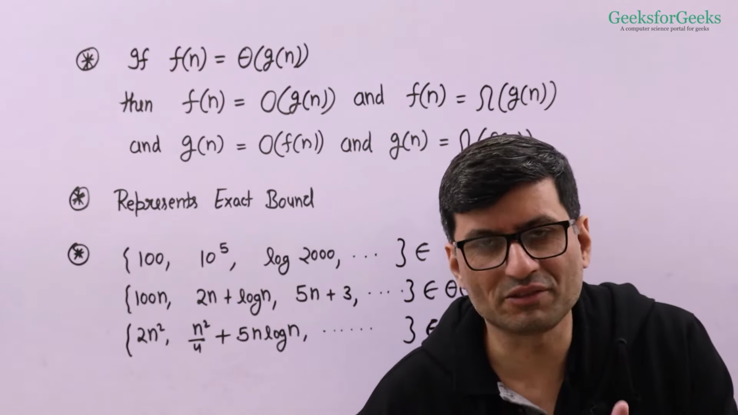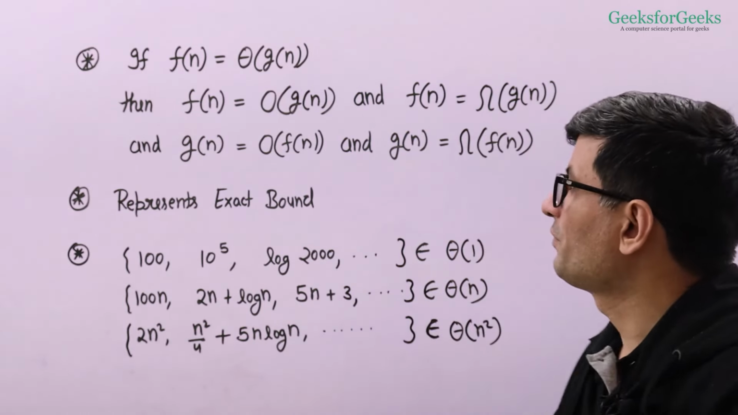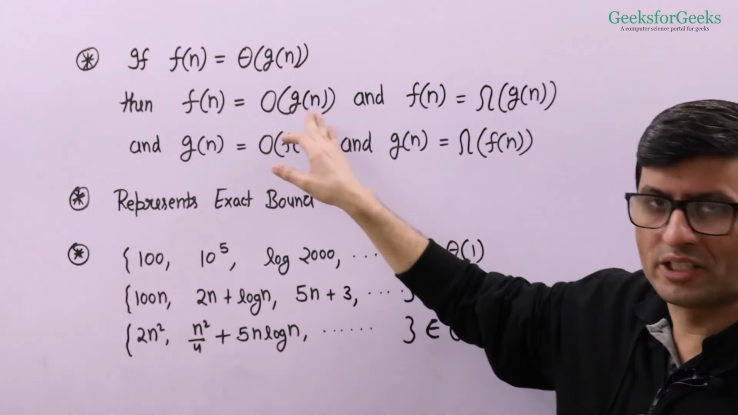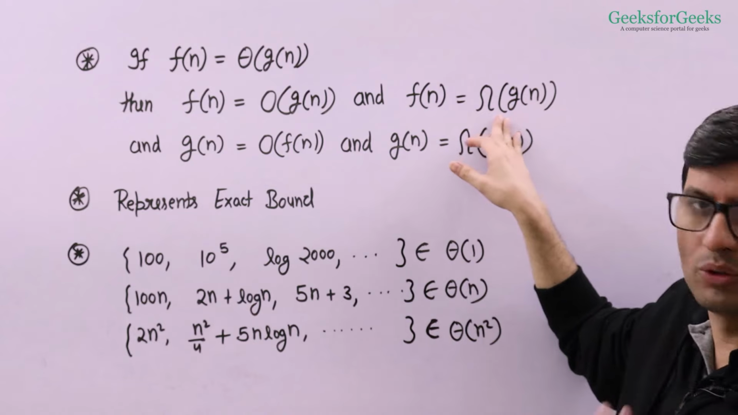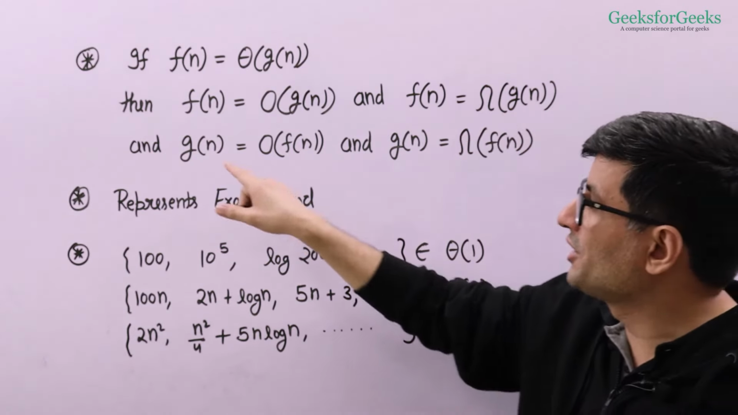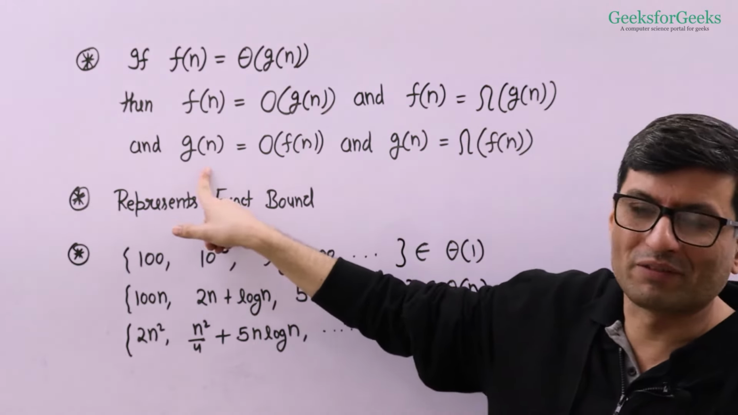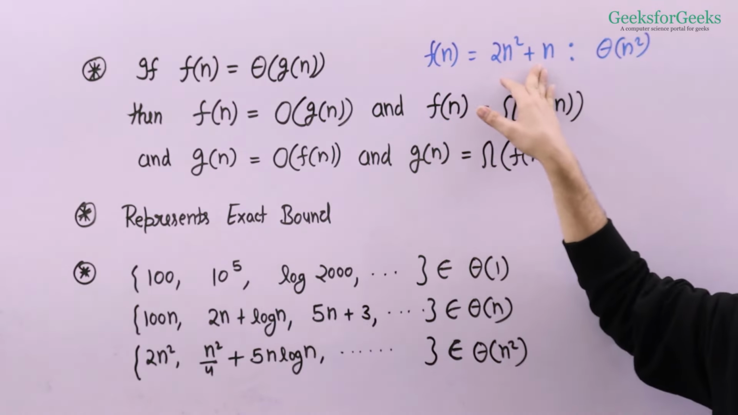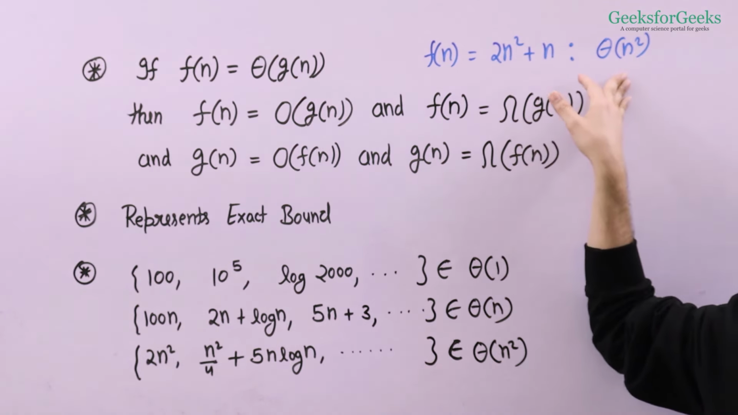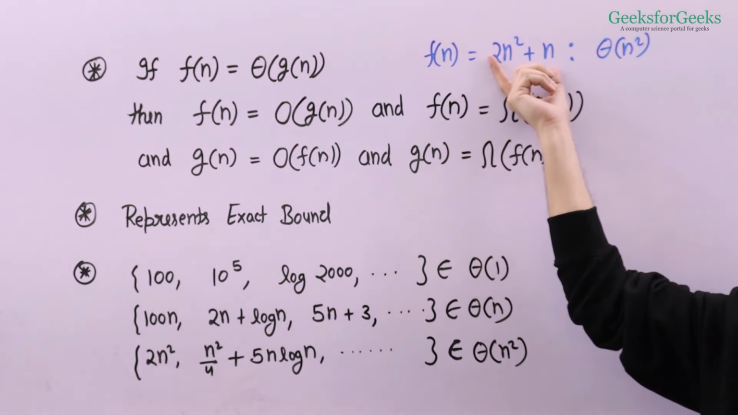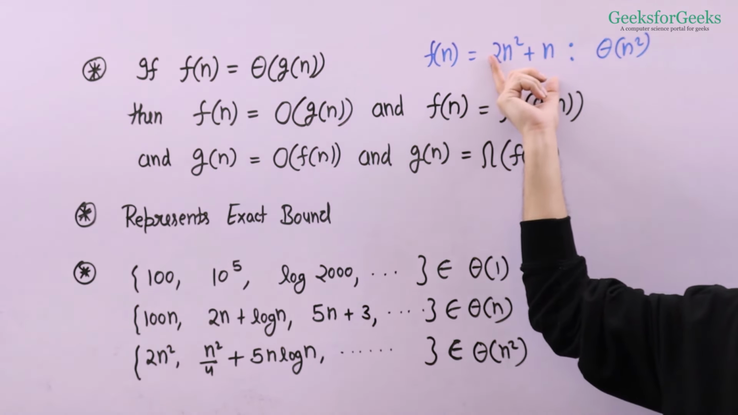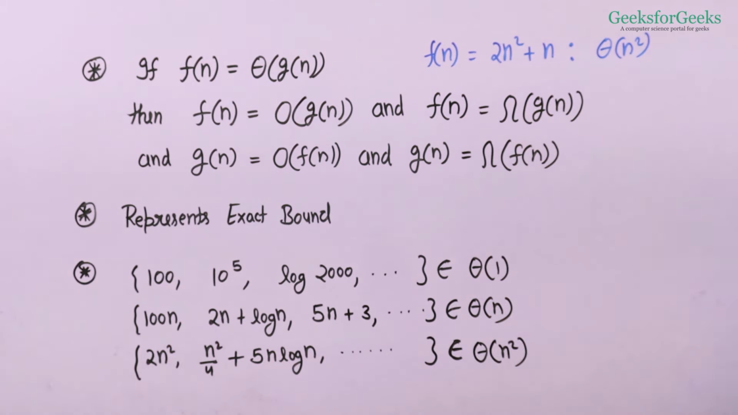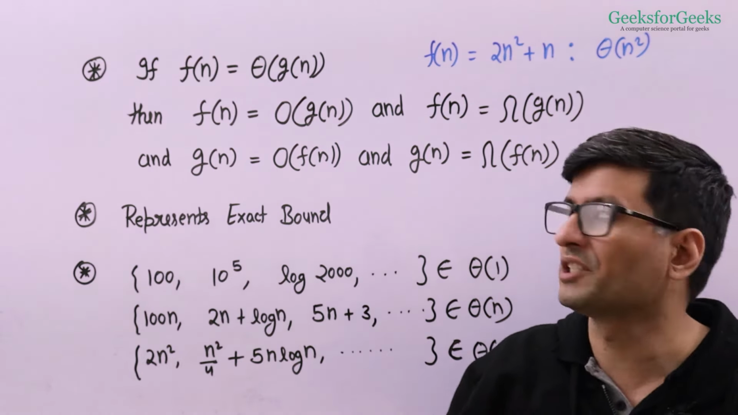Let's now see some interesting facts about theta notation. The first fact is, if f(n) is theta of g(n), it means f(n) can be written as big O of g(n) also, and big omega of g(n) also, right? And g(n) can be written as big O of f(n) and big omega of f(n). For example, if f(n) is 2n square plus n, we can write it as theta of n square. And we can also write it as big O of n square. We can also write it as big omega of n square. And similarly, n square can be written as big O of 2n square plus n.